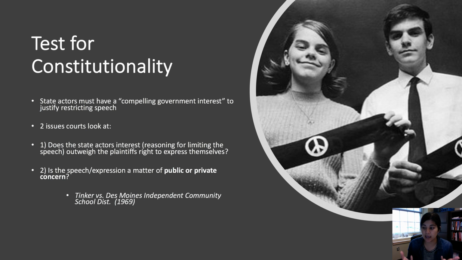So again, we have this scale where we're trying to determine as a court which outweighs the other, the government interests or the individual's rights. So in terms of testing for freedom of speech, or whether or not a state actor has constricted that speech, the court is going to look at these two main issues, right? So does the state actor's interest outweigh the plaintiff's right to express themselves? So is their reason or their policy for limiting speech enough to outweigh the plaintiff's individual right of expression? Okay, so that's the first question.